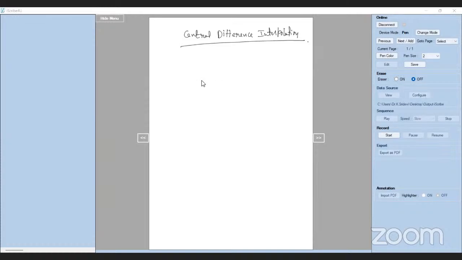Hello, students. So what have we discussed in the previous class? Newton's forward interpolation, Newton's backward interpolation. Very good. In the previous class, you learned the Newton's forward difference interpolation formula as well as Newton's backward difference interpolation formula, when the given data is at equally spaced values of x.